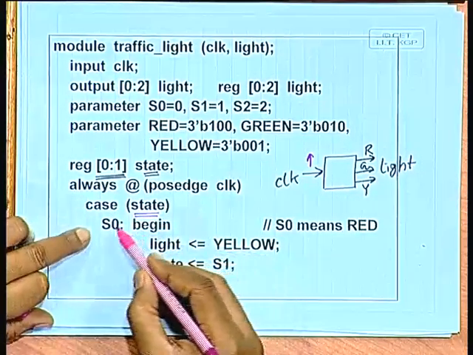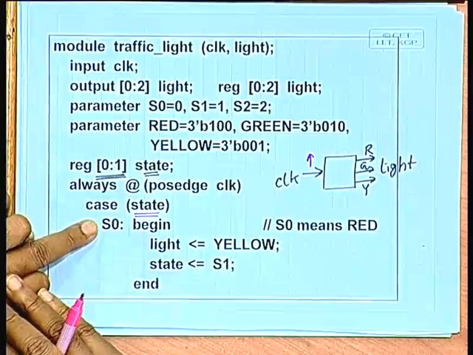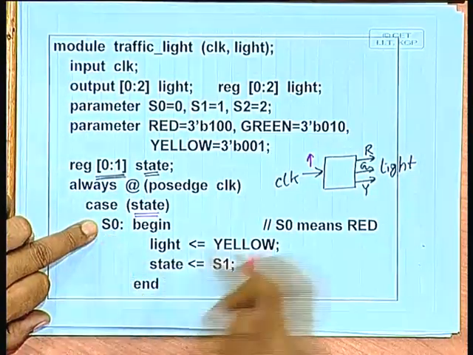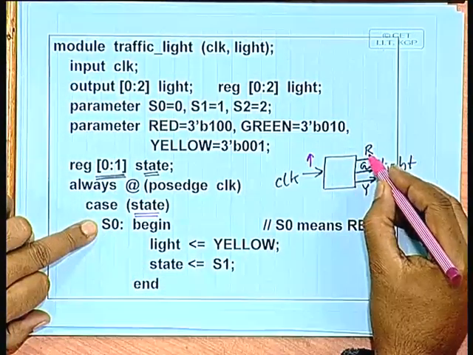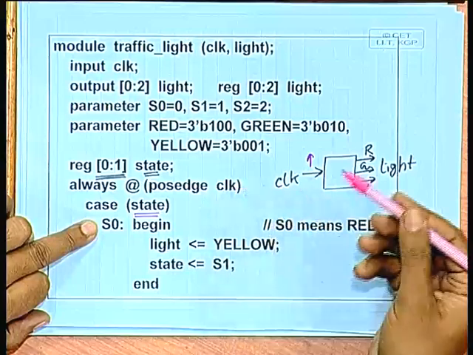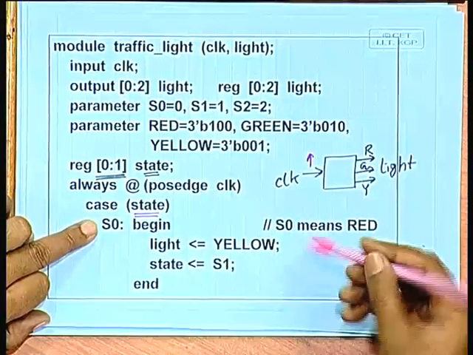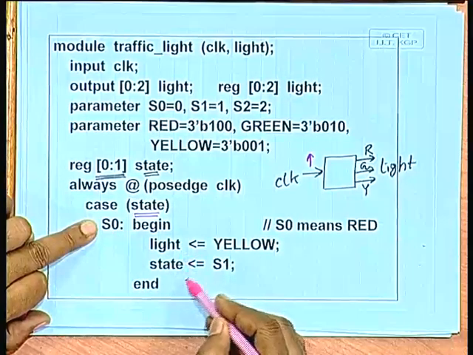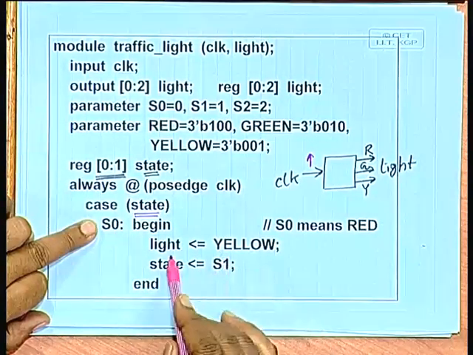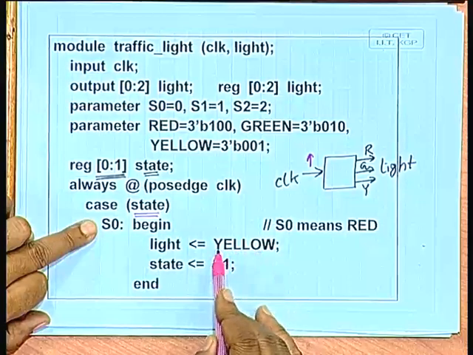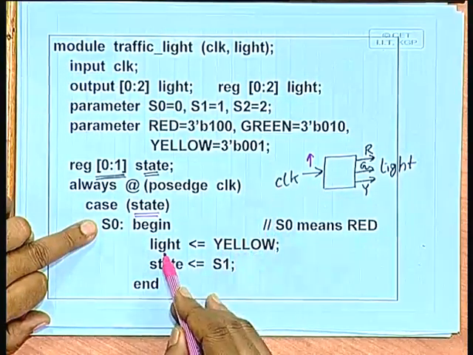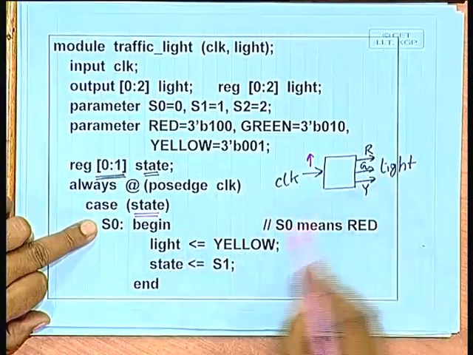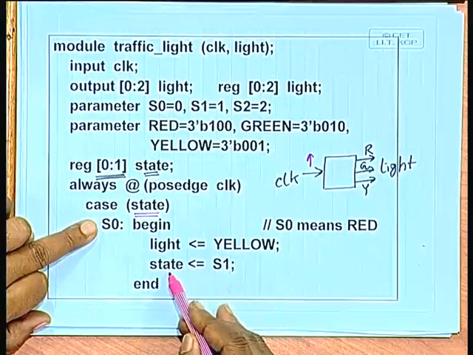Suppose we are currently in state 0. State 0 means the red light was on. So, now if a clock comes, we have to light the next one yellow. So, if it is state 0, then we will have to go to the next state. The way we go is that we first store this yellow pattern into light, so that the yellow light glows, and S1 will be the new state now.